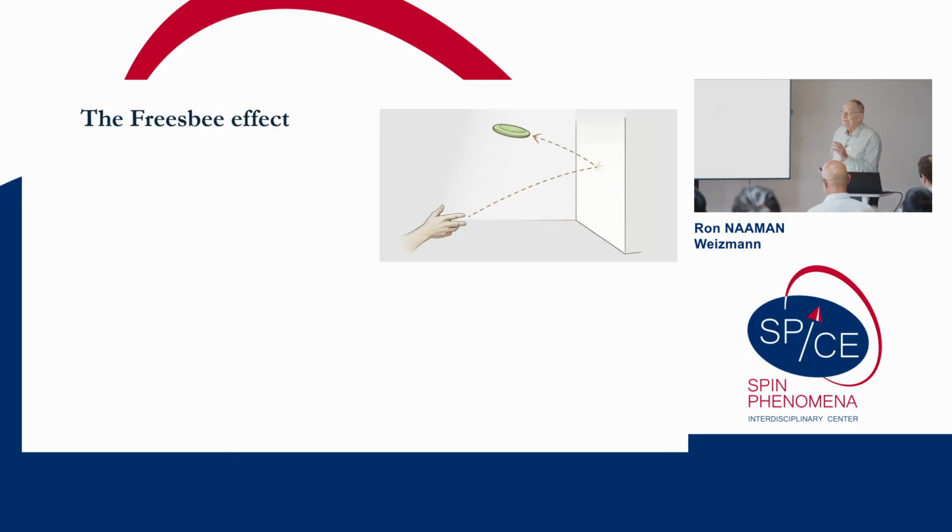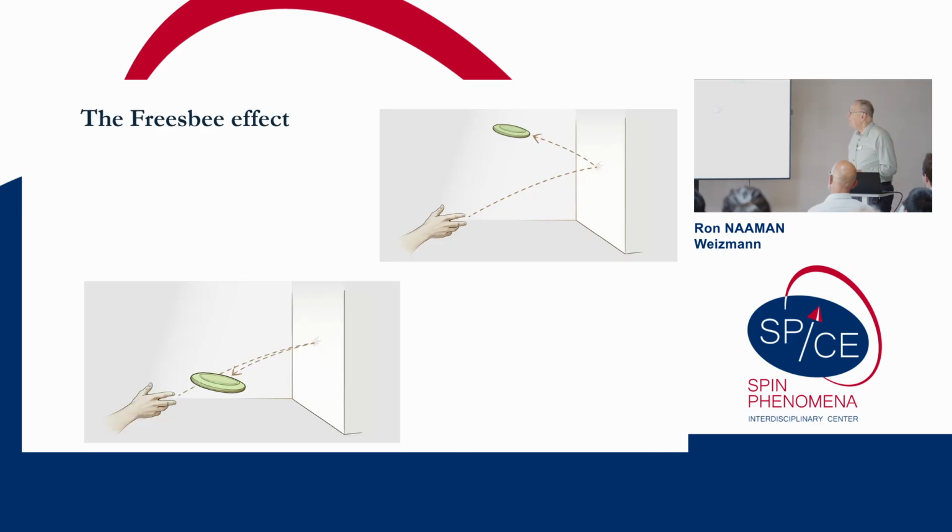So let's start with a very simple spin polarizer, the Frisbee. When you throw a Frisbee on the wall, we know that if the Frisbee rotates clockwise and the wall is on the right, it will go forwards. If it rotates counterclockwise and we throw on the same wall, it will go backwards. And of course, if we send it to the opposite wall on the left, it will be the opposite. So basically, we have here a spin filter.